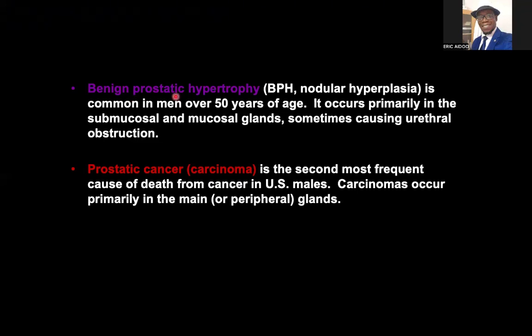So you may have benign prostatic hypertrophy, BPH, nodular hyperplasia. It's common in men over 50 years of age. It occurs primarily in the submucosa and mucosal glands, sometimes causing urethral obstruction. You may also have this leading into cancer. Prostatic cancer or carcinoma is the second most frequent cause of death from cancer in the US. Carcinomas occur primarily in the main or peripheral glands.